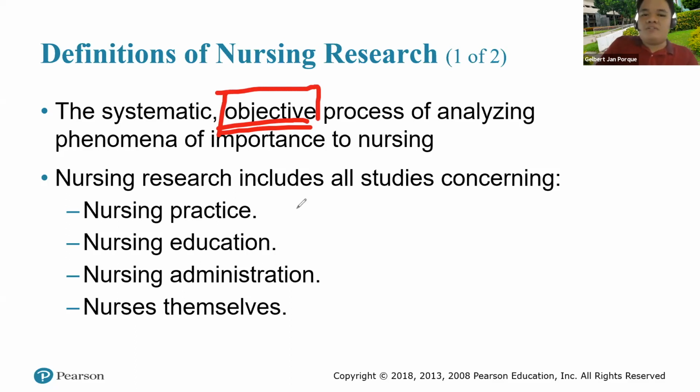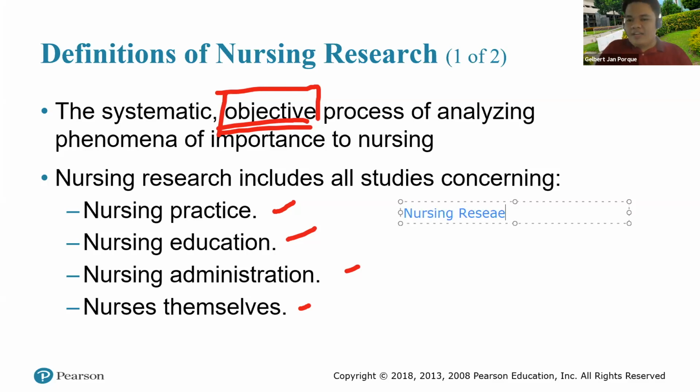Nursing research would include studies concerning practice, education, administration, and nurses themselves. Now, if you have read the book of Tan, because I know you are advanced readers, the book of Tan would differentiate between research in nursing and nursing research. Okay, Tan is the only author I know that differentiates between nursing research and research in nursing.